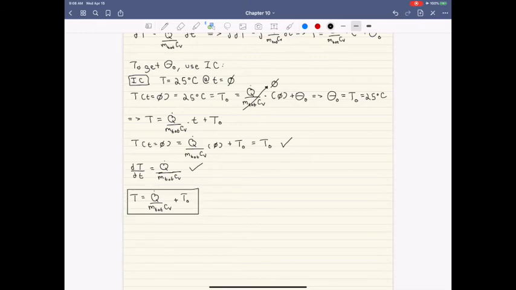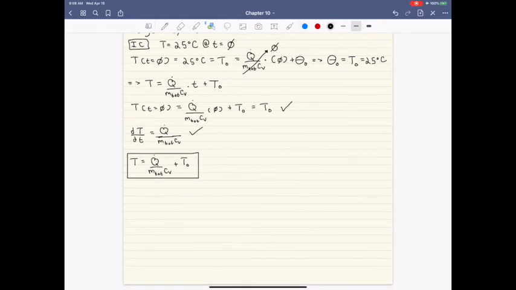Okay? But ultimately, the problem didn't just want us to derive an equation for temperature. It wanted us to solve, actually, for the time it takes for the system to heat up to 250 degrees Celsius. And so to do that, to get this T final, what we should do is plug in 250 as our temperature, and then solve the equation for that T final.